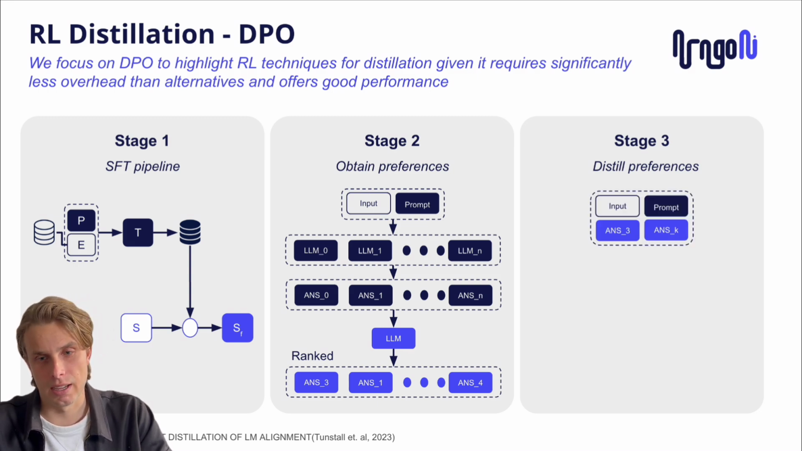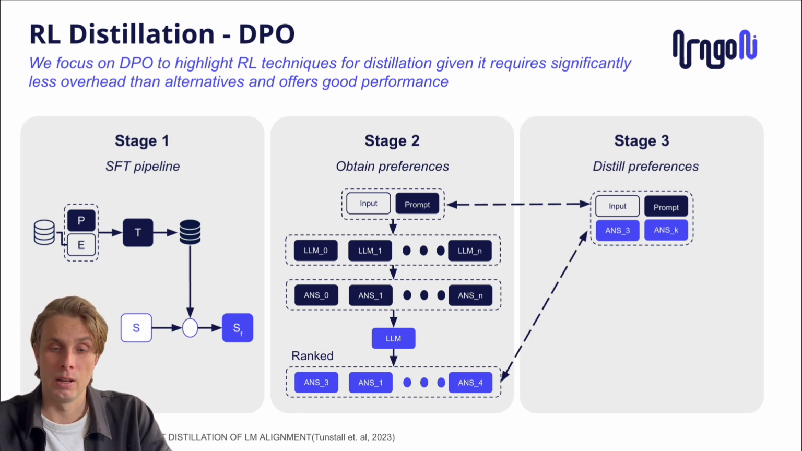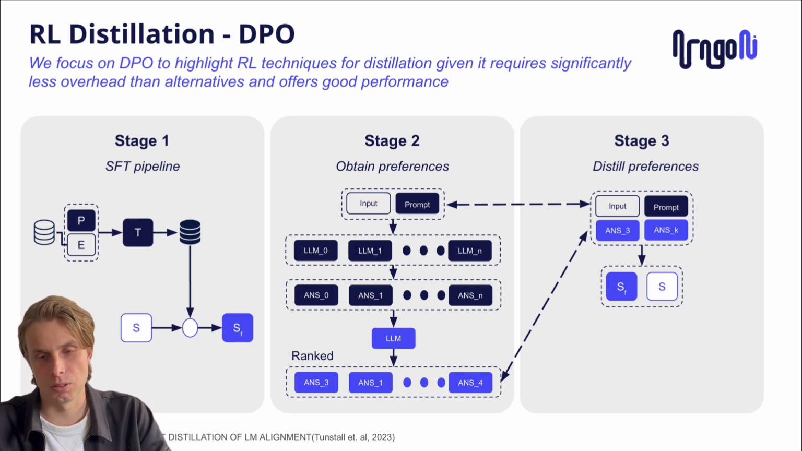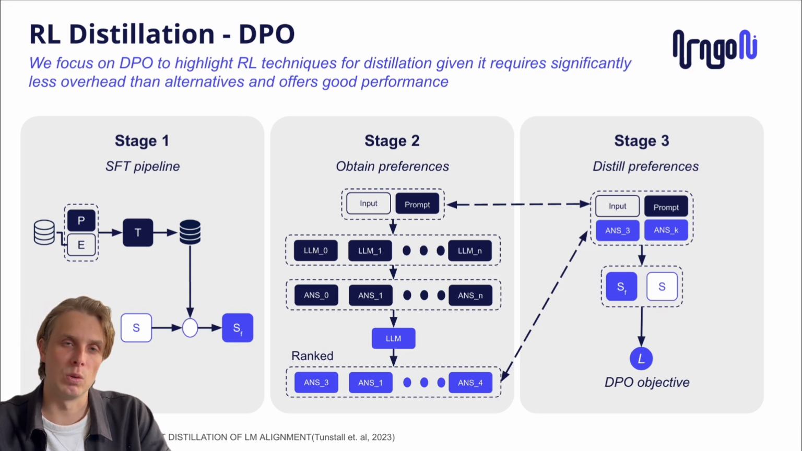So our input to this stage is effectively a combination of the input and prompt, and our winning answer and any random losing answer. As you can see here, we're directly taking the same input and prompt from our stage 2 model. We're also taking answer 3, which was our winner, and a random answer, answer K, as our loser from the output of stage 2. We then pass this as input to our SFT model, which is our prior reference model that we did the supervised fine-tuning process over, and also a new student model that we're trying to optimize to learn these preferences. We take this output and we pass it to our objective function, which is a special objective.